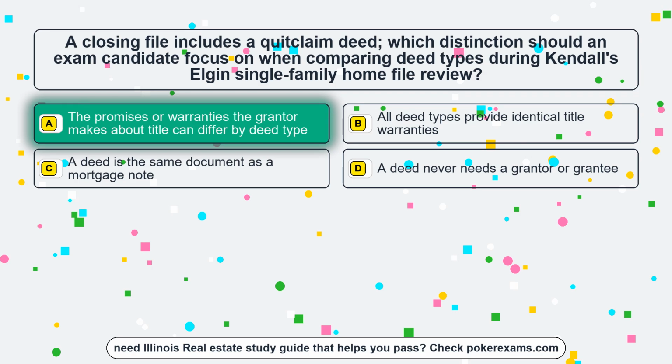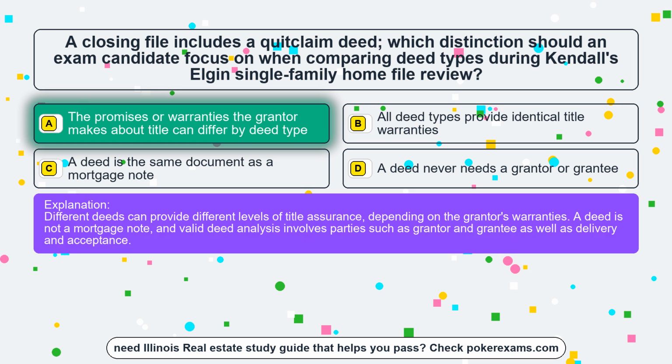The correct answer is option A. The promises or warranties the grantor makes about title can differ by deed type. Different deeds can provide different levels of title assurance, depending on the grantor's warranties. A deed is not a mortgage note, and valid deed analysis involves parties such as grantor and grantee as well as delivery and acceptance.